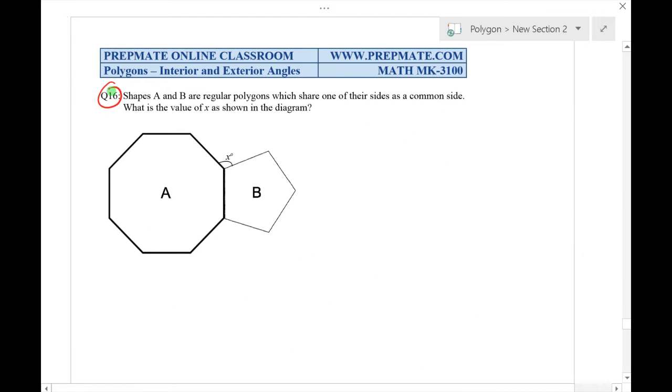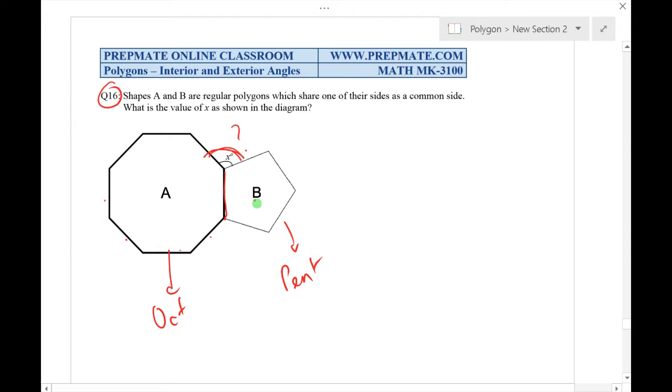Question number 16. Shapes A and B are regular polygons. So as we can see, this is 1, 2, 3, 4, 5, 6, 7, 8. So this is an octagon, and this is a pentagon, as you can see, which share one of their sides as a common side. This is a common side. Okay. What's the value of x? They would like us to find out what is this angle which is sandwiched between these two shapes.